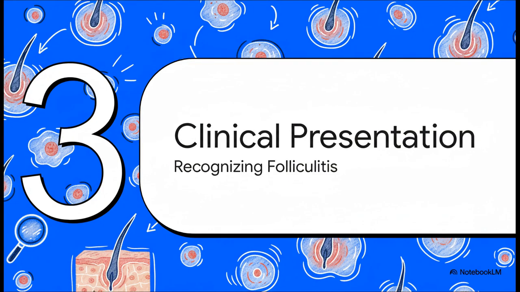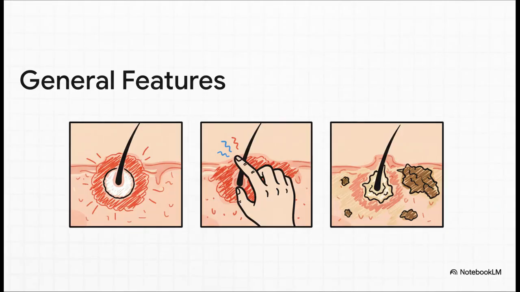Okay, so we've covered the why, now let's focus on the what. What are those classic signs and symptoms we should be looking for when we're actually examining the patient? The classic look is redness right around the hair follicle that can turn into little pustules. Patients will usually tell you it's itchy or a bit tender, and sometimes those lesions can even break open and form a crust.